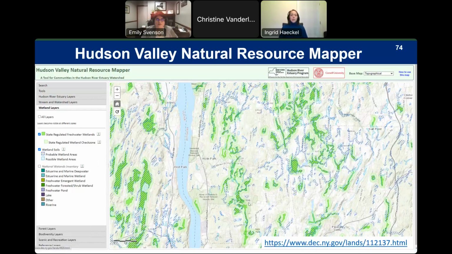The Hudson Valley Natural Resource Mapper is an online interactive mapping tool from the DEC that is a very useful resource for existing stream and wetland mapping. And it also includes wetland related soil maps that can help to identify additional potential wetland locations. Please take advantage of that. It's a nice handy reference.